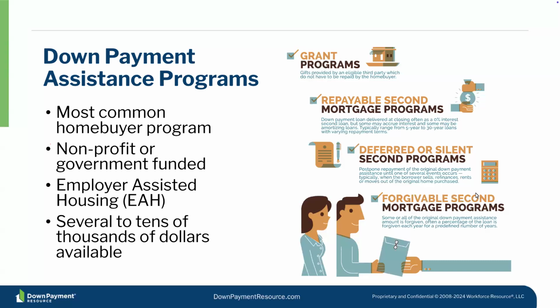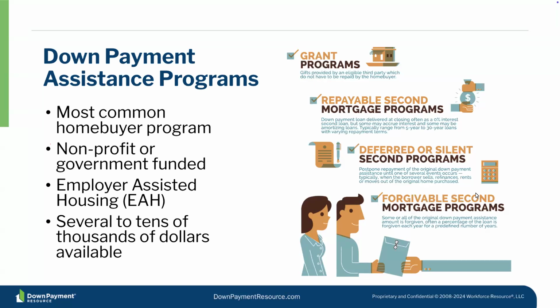Now, I would like for us to look at the infographic off to the right, and let's start with grant programs. So grants are gifts that do not have to be repaid. Repayable seconds are funds provided at closing that may or may not accrue interest, and the loan could range from 5 to 30 years with varying repayment terms.